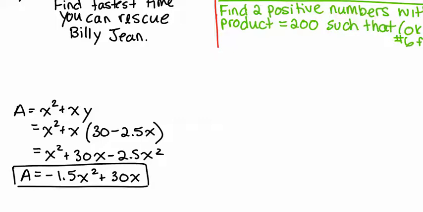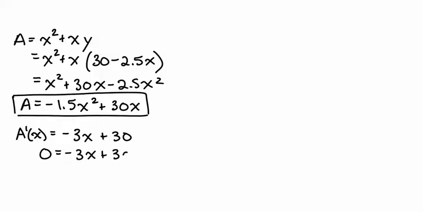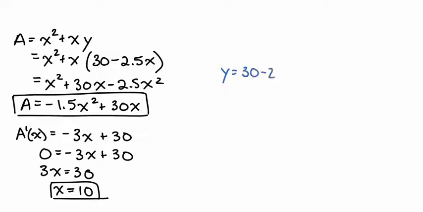Perfect. Now I'm going to find the derivative of A. A prime of x is equal to negative 3x plus 30. I set my derivative equal to 0 to find my max, so 3x equals 30, and x equals 10. Now I know that y is equal to 30 minus 2.5x.